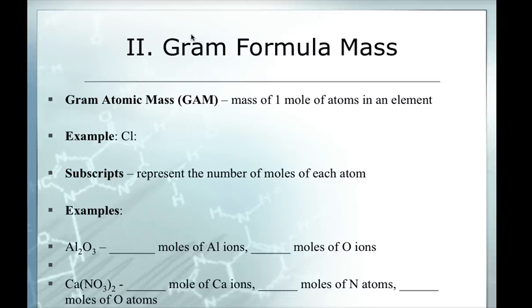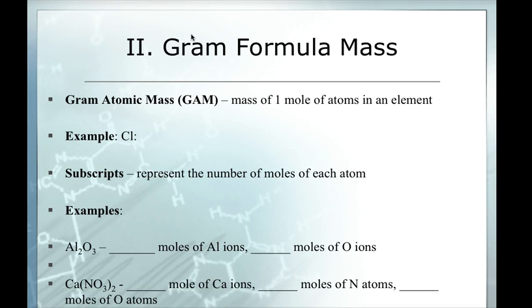The only difference really is whether you're talking about something that's an ionic compound, a metal and a nonmetal, or something that's covalent, which means only nonmetals. So when we use the term formula mass, that really refers to an ionic compound. When we use the term molecular mass, that really refers to a covalent or molecular substance.